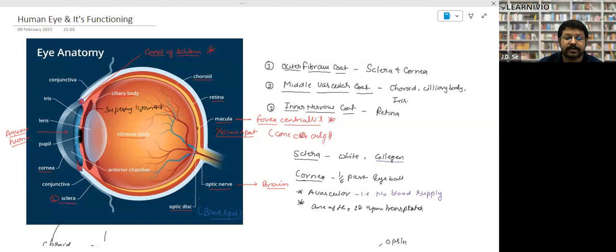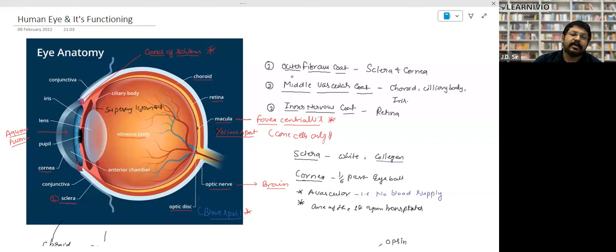Further, from here, all the nerves meet at one point. This is called the optic disc, and there is a blind spot. Here, image formation does not take place. This is the only point in the retina, the blind spot, where image formation does not take place. All the impulses are taken at this point, the optic disc, and from here they reach the brain.